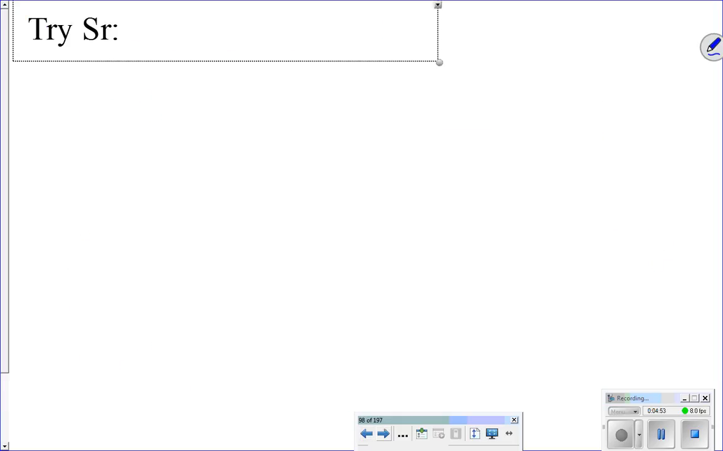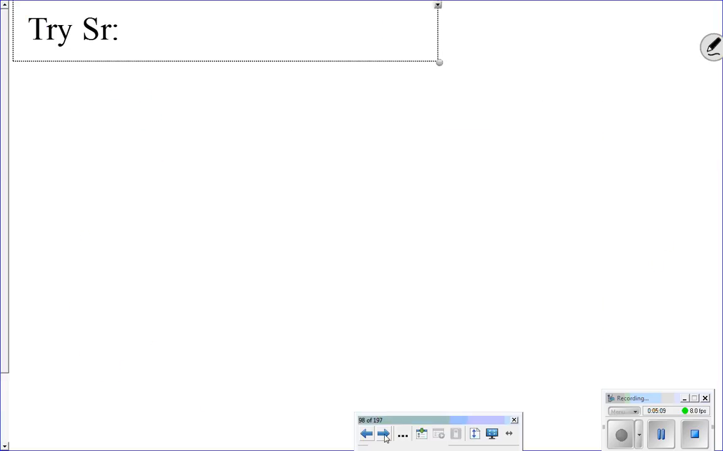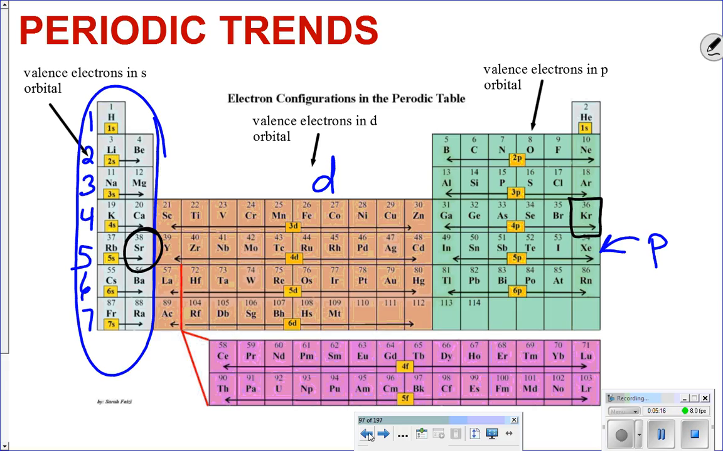So I know you don't have this in your packet, but just to show you what you're doing here. Strontium's right here. We want to look at the preceding noble gas. So strontium has 38 electrons. The preceding noble gas would be krypton. So what we're then going to do is write krypton in brackets. And that's actually representing the first 36 electrons. We need to show 2 more.